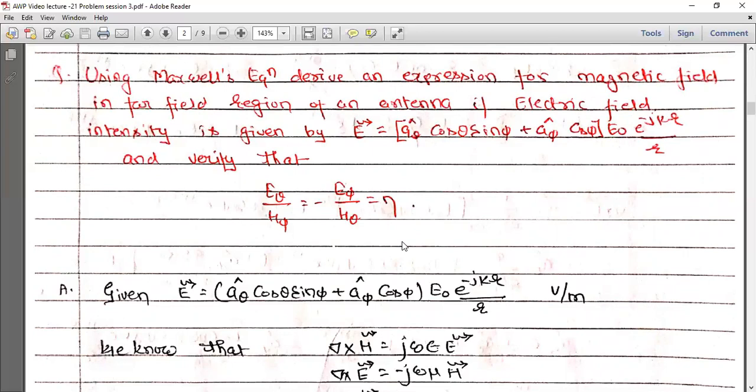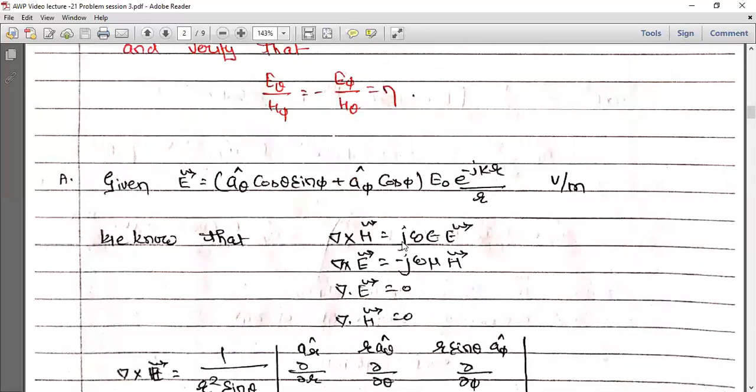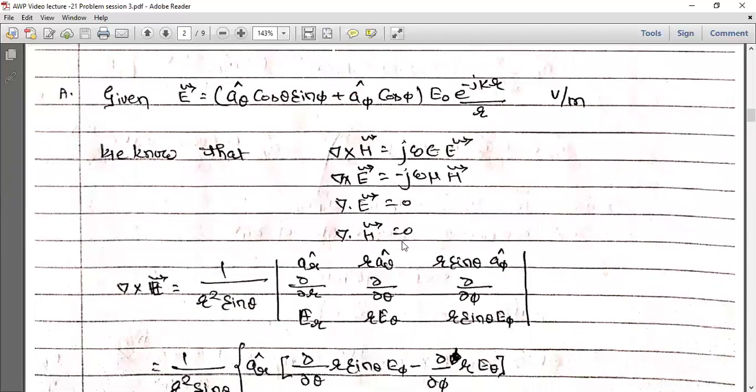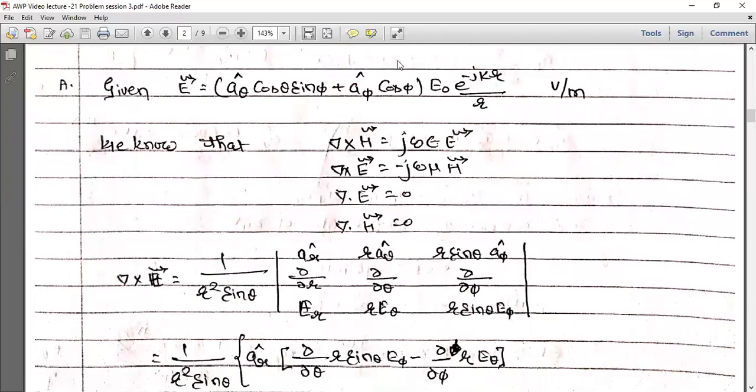Okay, so we are given that the electric field phasor in the far field due to the test antenna is given by this particular expression here. And we know very well these are the four Maxwell equations in a source free medium. Since the question does not give any condition about the sources, and does not say whether the medium is source free or not, we consider from our end that the medium is source free.